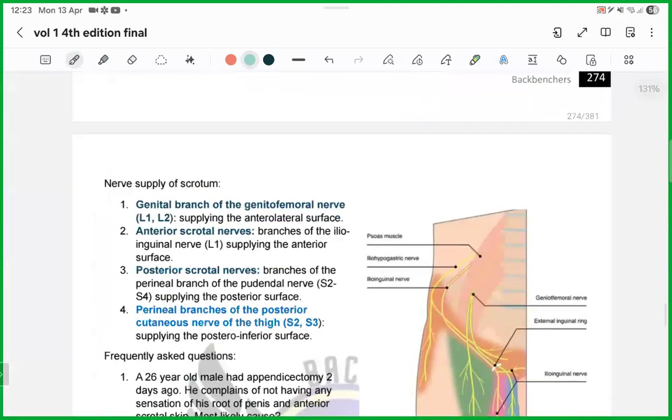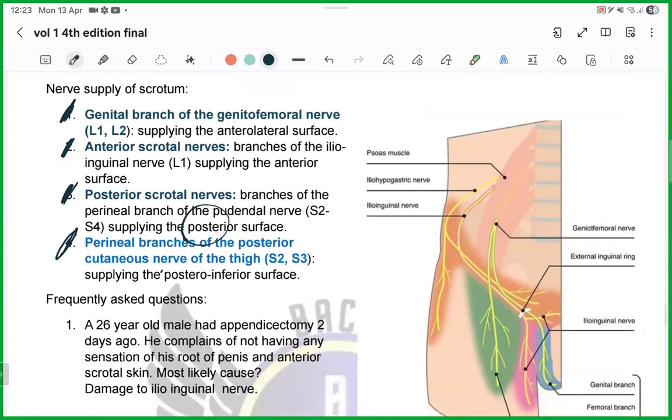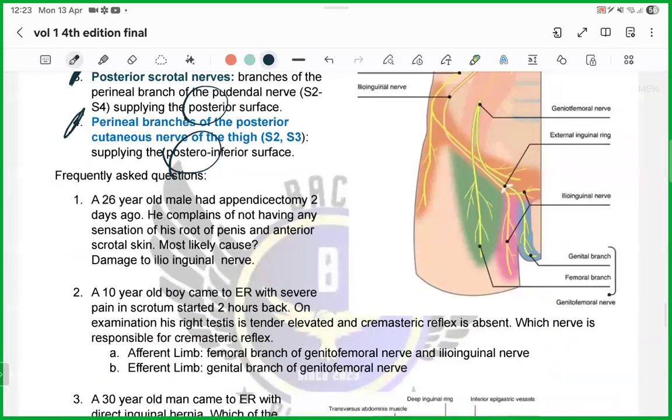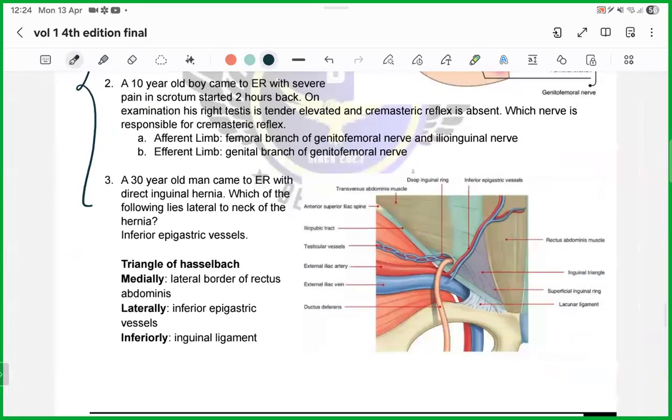Then nerve supply of the scrotum. Posterior scrotal nerve, anterior scrotal nerve, genitofemoral nerve, and perineal branches of posterior cutaneous nerve of thigh. Posterior inferior surface, remember all of these names and where they supply. Anterior scrotal nerves, anterior side; genitofemoral nerve, anterior lateral side. Remember it. These are the frequently asked questions, 100% important. As you are studying it for the first time, remember everything line to line.